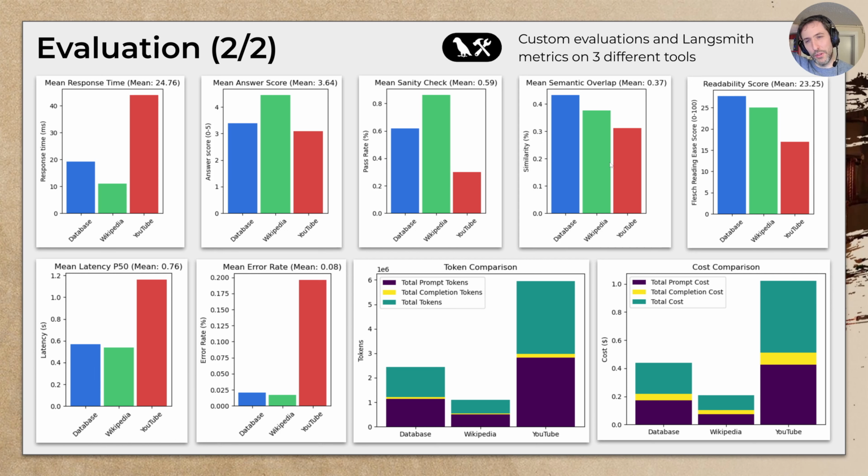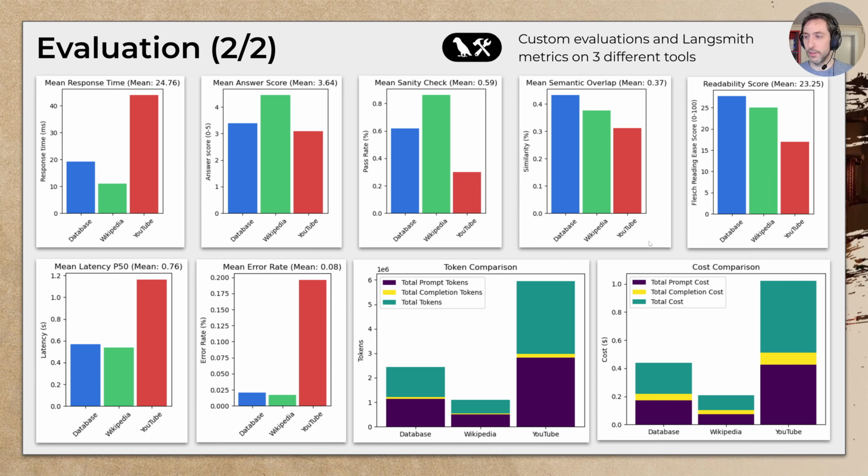The mean semantic overlap, this one doesn't really make sense here. I think I'm using cosine similarity. I'm using mean similarity to compare my answer and the description of the book. So what I'm doing is asking my agent to fetch the plot of the book and to return me the plot. It's doing that by getting information from the database, from Wikipedia or from YouTube, and then I'm running a similarity check.